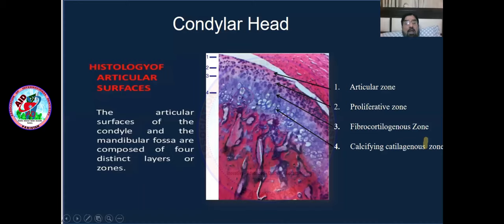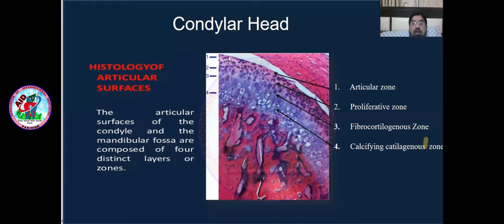Now, coming to the articular surface of the condyle. Ladies and gentlemen, concentrate. This is the histopathology of the condylar head. The articular surface of the condylar head, or the mandibular fossa, always contains four distinct layers. Number one, articular zone. Number two, proliferative zone. Number three is the fibrocartilaginous zone. And number four is the calcifying cartilaginous zone. These are the four zones, and I take every zone one by one.